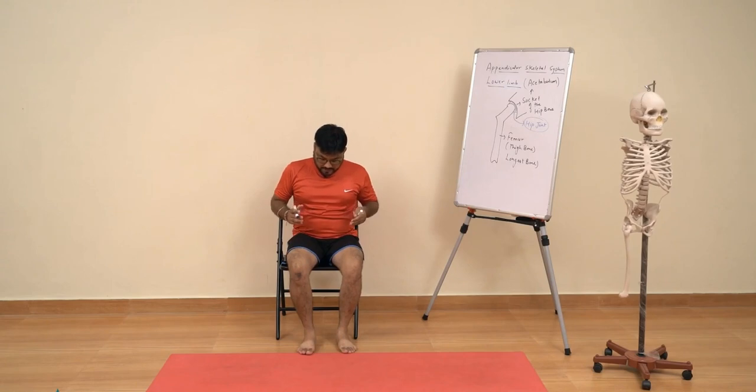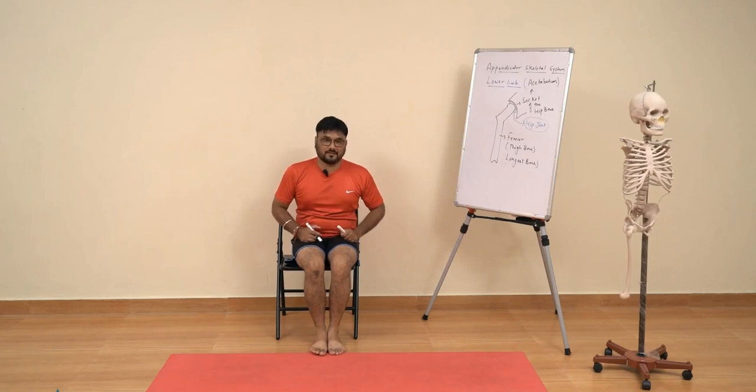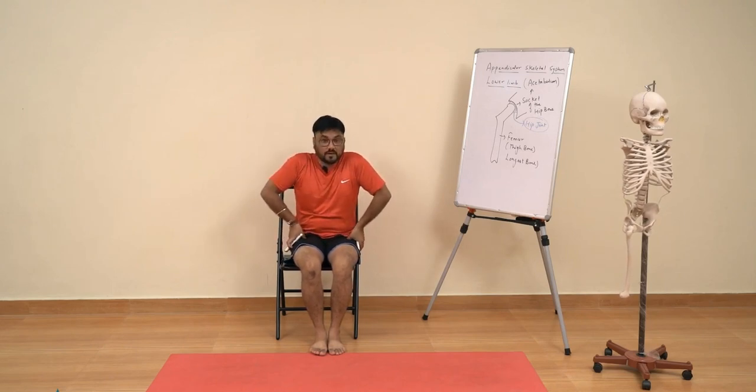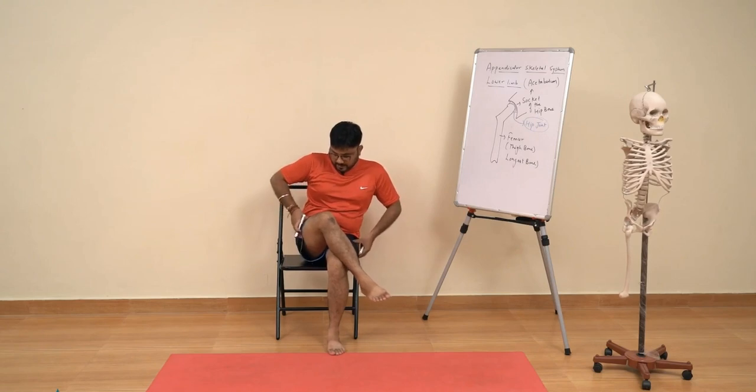Mostly we sit with closed legs, right? The closed leg position, legs together. So what is happening? Internal rotation of the hip. Then after that, when you need to be more comfortable, you cross your legs. So what is happening here? Internal rotation of the hip.